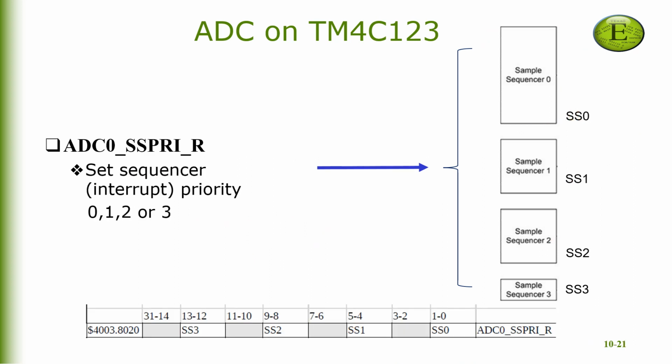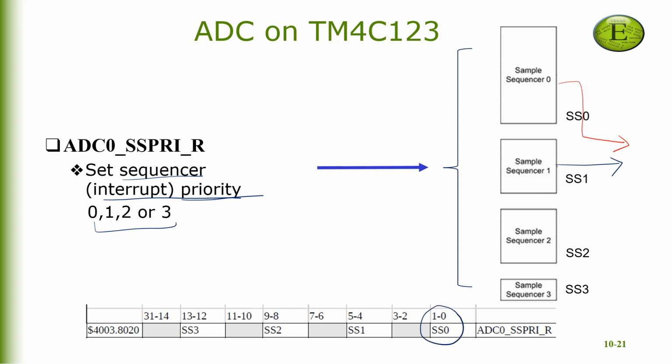Now, it is possible for multiple sample sequencers to send their sequence to the ADC simultaneously. So for example, if sample sequencer number 0 wants to send its sequence to the ADC and also sample sequencer number 1 simultaneously, then whose sequence will be sent to the ADC first is determined by the sequencer priority. It's also going to represent the interrupt priority. In this case, we have priority values 0, 1, 2, 3. And for that, we need 2 bits per sample sequencer.